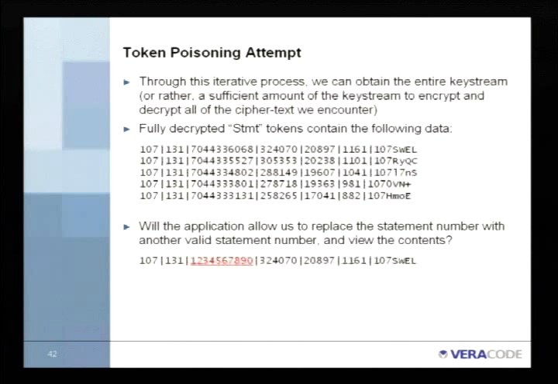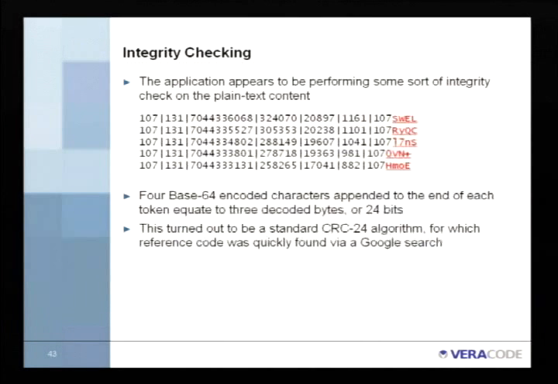So, again, go for the slam dunk first, and then if not, go back and try and think. Will the application just let us replace the statement number with another valid statement number and view the contents? So replace one of the other statement tokens with another valid statement ID that we know of that doesn't belong to us, belongs to another user that we have access to. Change that field, leave all the other stuff the same because we don't know what it stands for anyway, and view the contents. Didn't work.